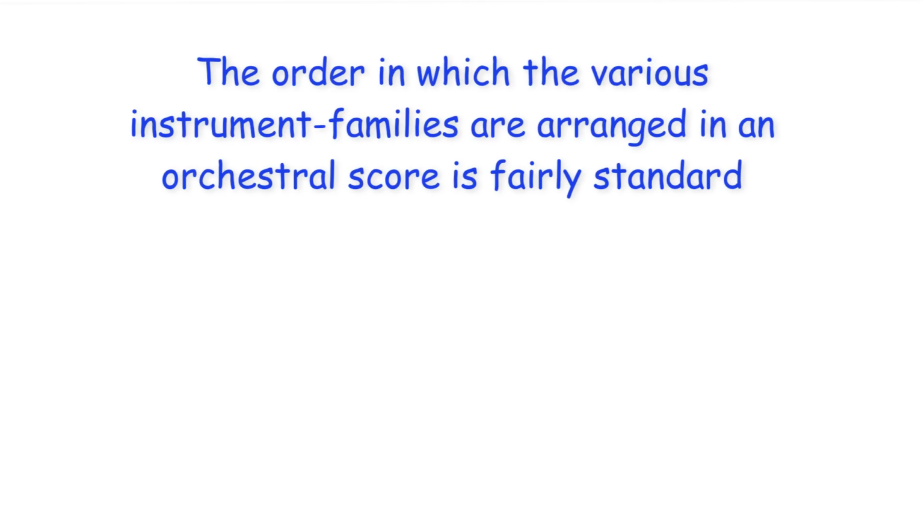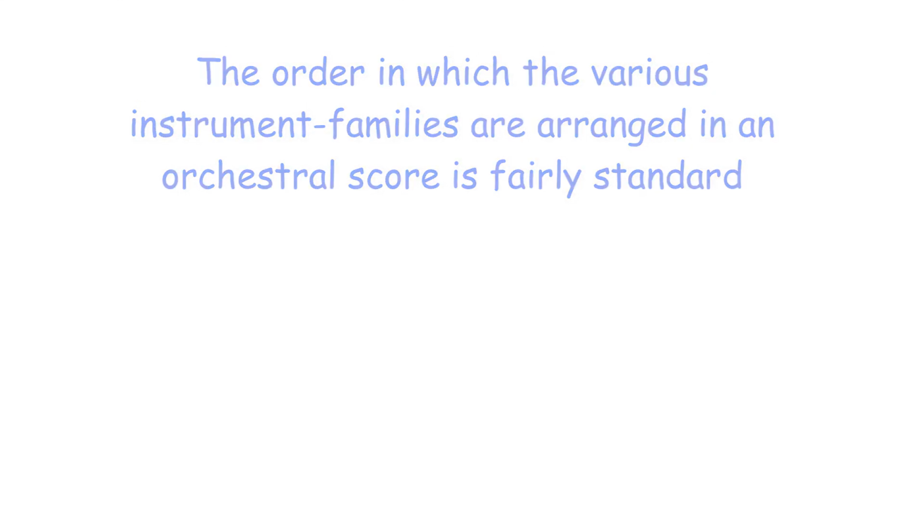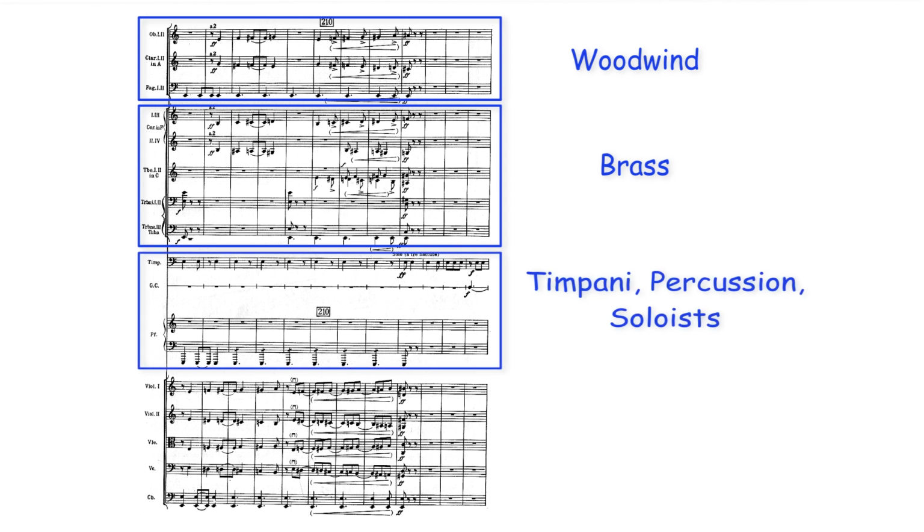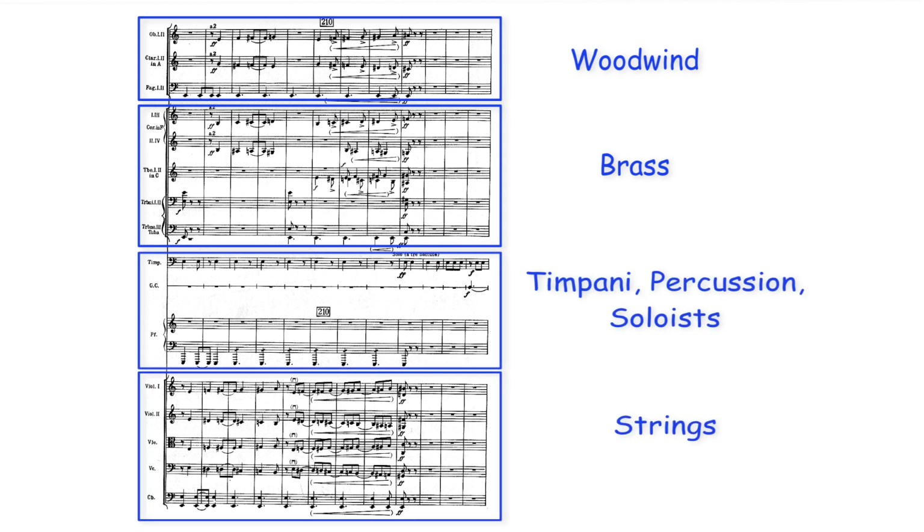The order in which the various instrument families are arranged in an orchestral score is fairly standard, with the woodwinds at the top, followed by the brass, timpani, other percussion or solo instruments if included, and strings.